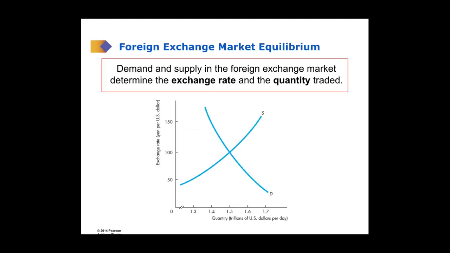And then if we put the demand for a currency and the supply of a currency together, there's some point where the demand and supply curves cross. That's the equilibrium. In that case, you have a balance between the supply of currency and the demand for currency. The price associated with that equilibrium is the exchange rate, and the quantity associated with that equilibrium is the quantity that gets traded in the foreign exchange market.